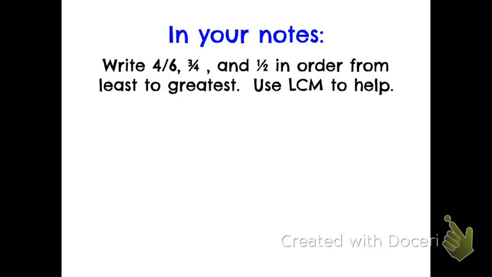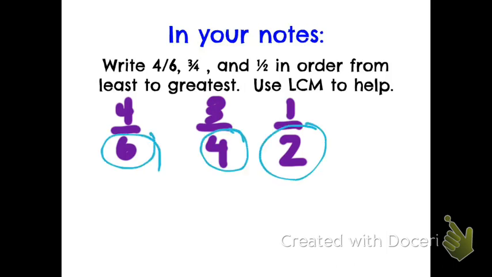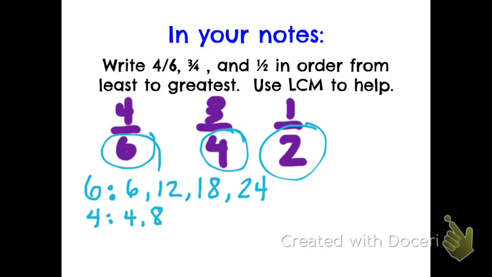In your notes, I want you to go ahead and write down 4/6, 3/4, and 1/2. We're going to do the same thing that we did previously. This time, we need to find the common denominator between 2, 4, and 6. So I'm going to start with 6: 6, 12, 18, 24. I'm going to stop there for now. If I have to add more to find my common denominator, I can do that. Then I'll go to my 4: 4, 8, 12, 16, 20, and 24.